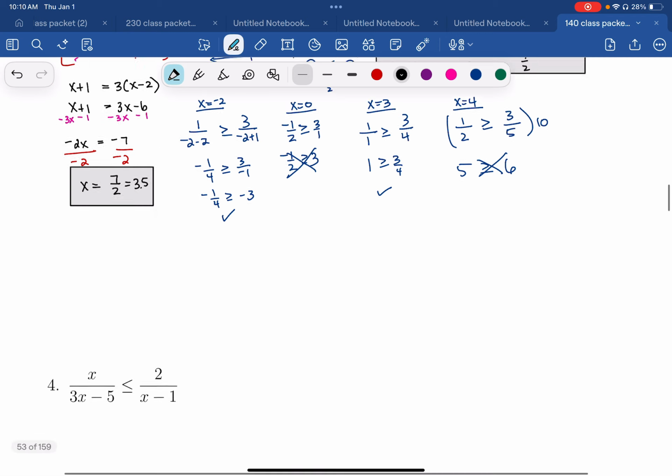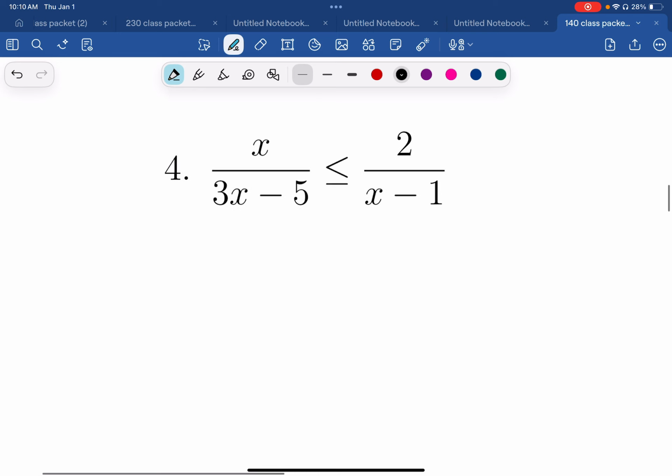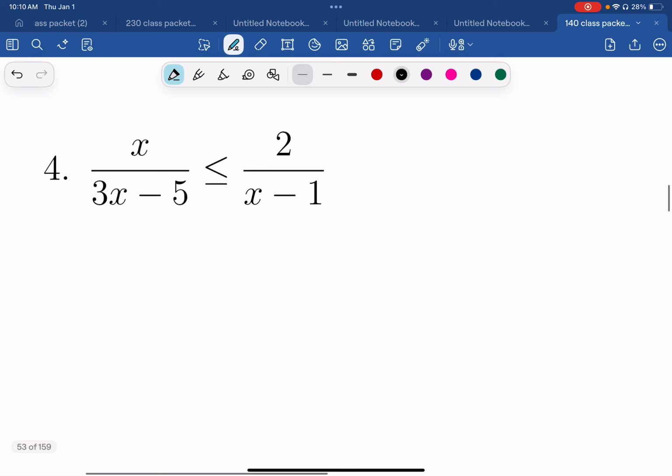And lastly, we have number 4. Similar setup with this one. So, first thing, step one, we've got to see, are there any values that don't work here? And that means we're checking our denominators. So 3x minus 5 and x minus 1.